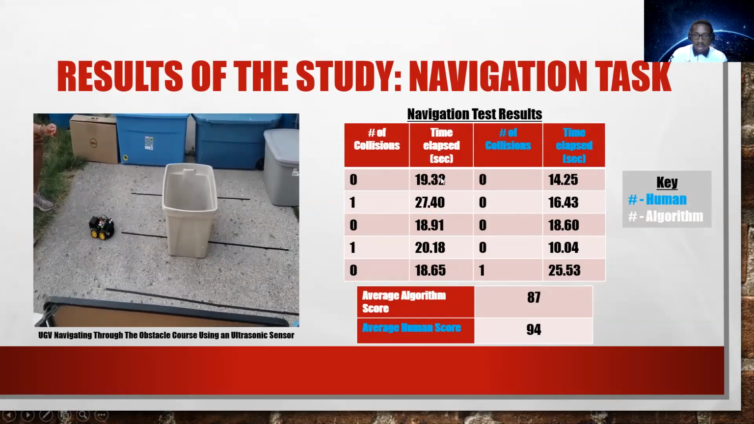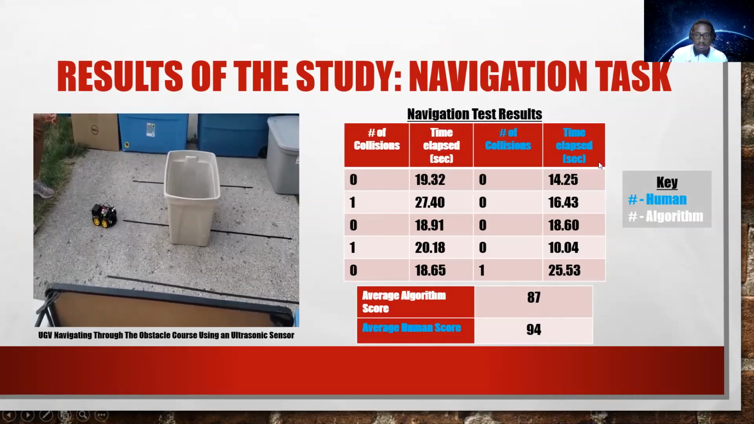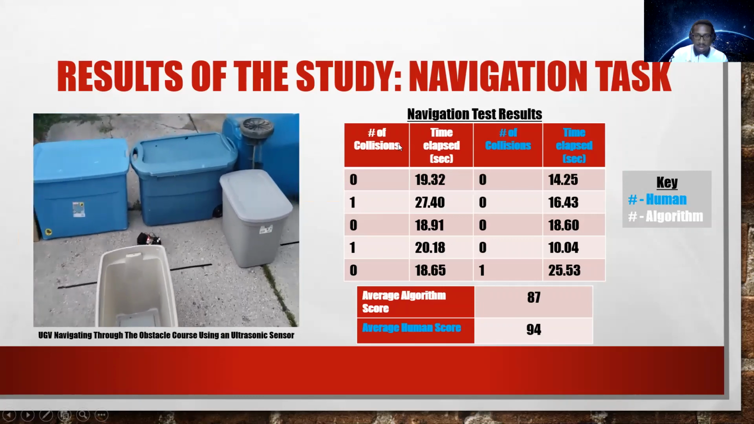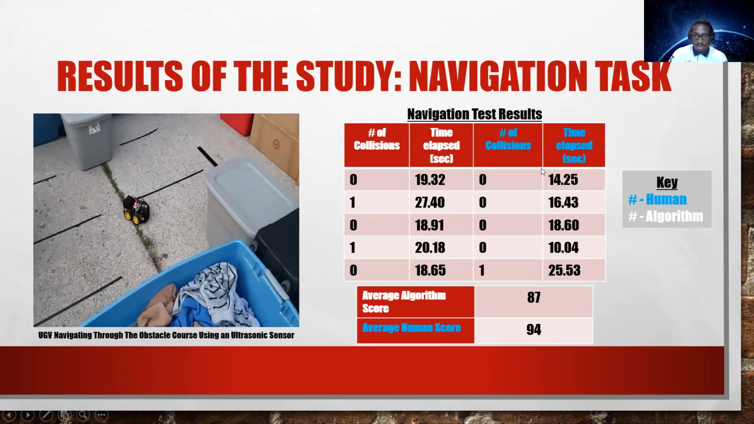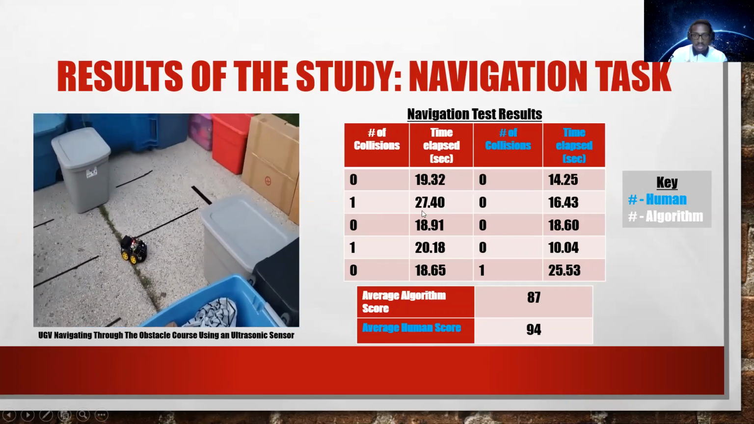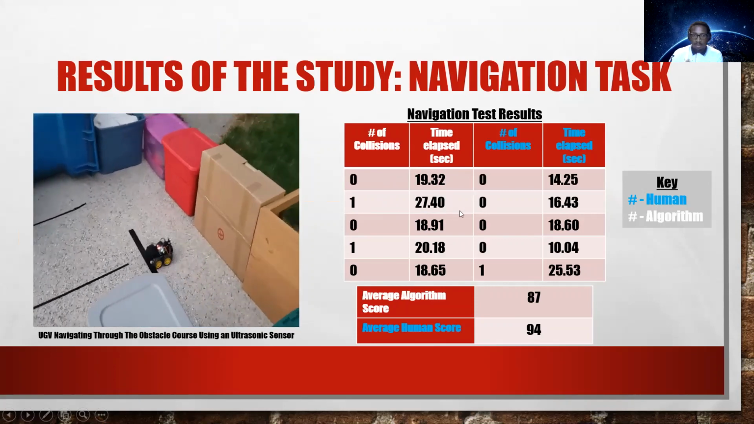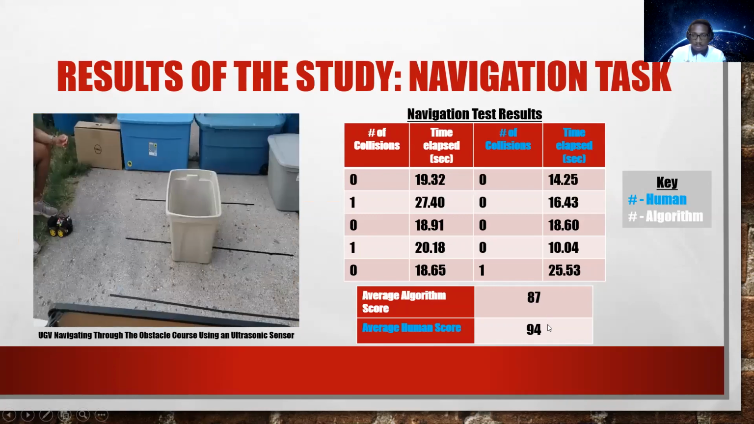This is the data that I collected while going through this obstacle course. So just so you guys know, the white data is the data collected for the algorithm, and the blue data is the data collected for the humans. And as you can see, these are the different numbers of collisions and the actual time elapsed going through the experiment. And this is where the average scores, based off of my scoring system, that the human score and the algorithm score were able to show. And as you can see, the human performed better.